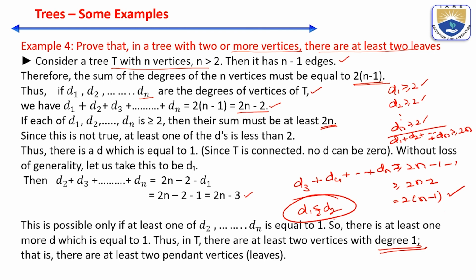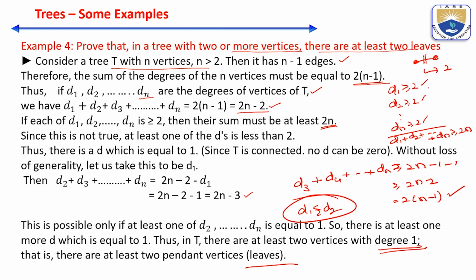So the vertices v1, v2 have degrees d1, d2 equal to 1, and those vertices are nothing but leaves. So any tree which is having more than two vertices definitely has two leaves, because any edge I consider produces degree 2: one from where the edge starts, and another from where it reaches to. So each edge will produce degree 2.